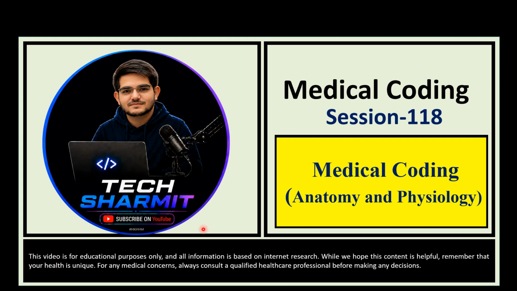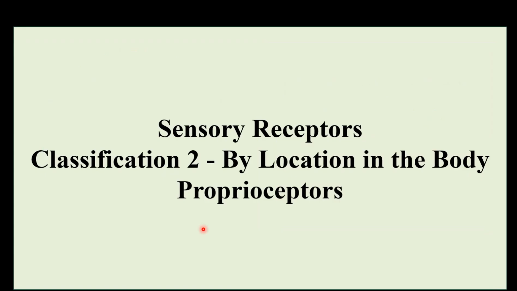In this session, we are going to talk about another very important topic related to medical coding anatomy, where we will be mainly discussing the second classification type, proprioceptors. As you know, for the last couple of sessions we have been focusing on sensory receptors, and today we are going to cover the classification second type, third proprioceptors.